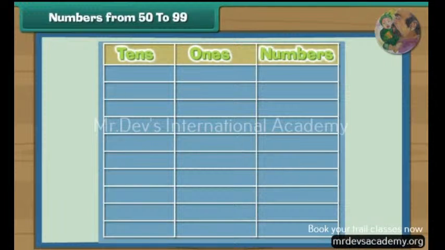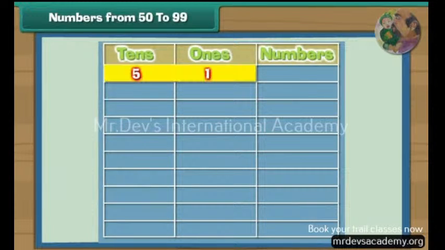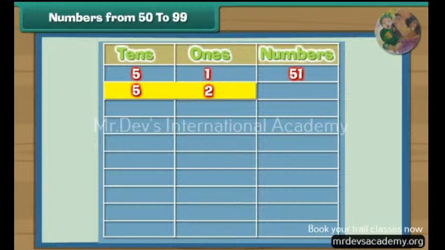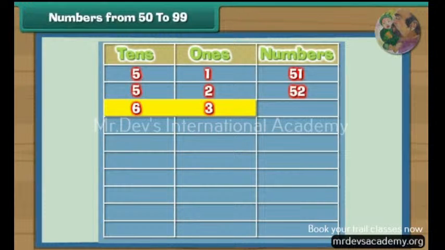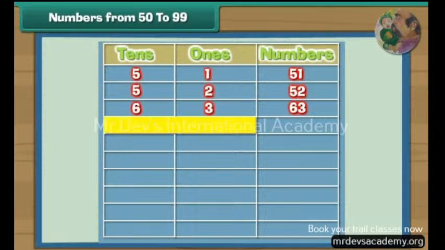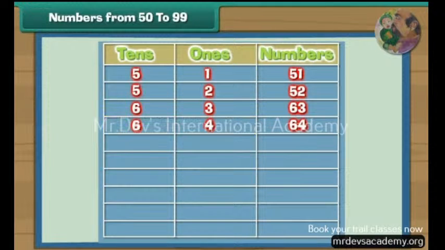Numbers from 50 to 99. Let us now complete one more table. 5 tens and 1 give 51. 5 tens and 2 give 52. 5 tens and 10 is 60. 6 tens and 3 give 63. 6 tens and 4 is 64.